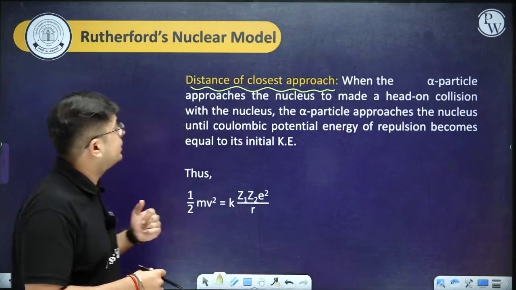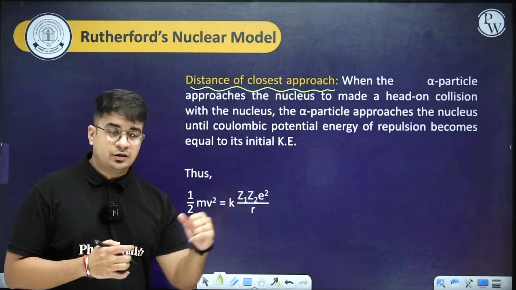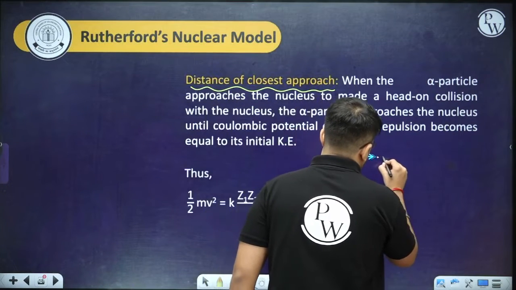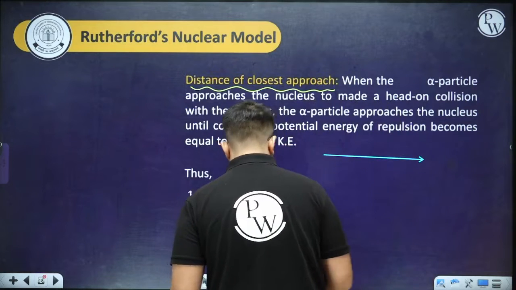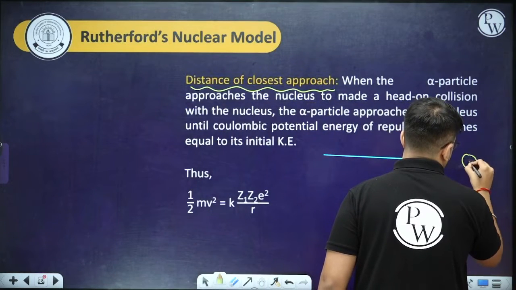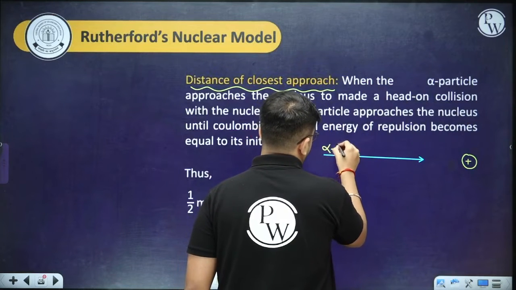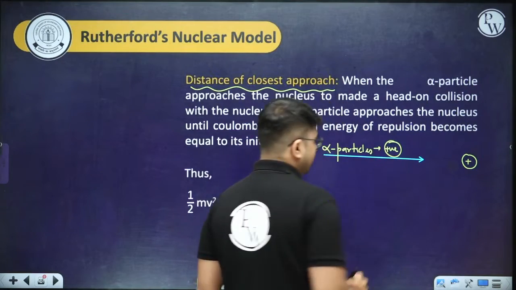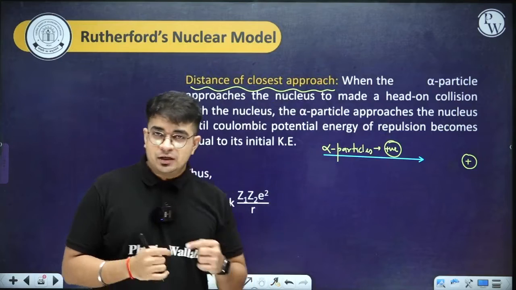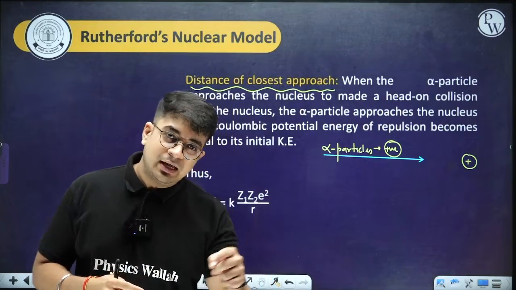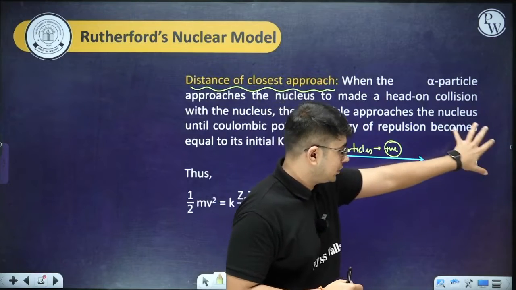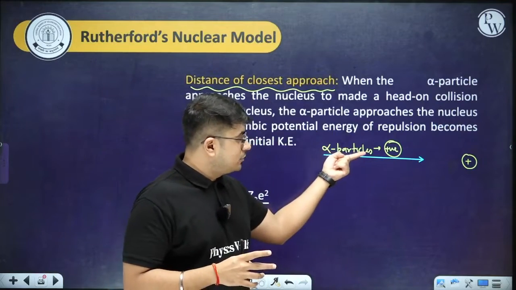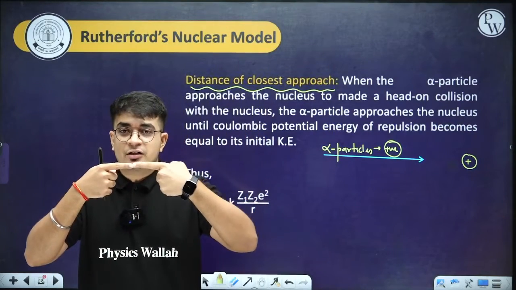It means when the alpha particle approaches the nucleus to make a head-on collision. Let's say I am moving the alpha particle in this direction, and this is the nucleus, which is positively charged. These alpha particles are also positively charged. It means they are not going to collide exactly. They move towards the nucleus, and there is a region where you experience a positive force of repulsion, so this positive part is not going to directly combine with the positive charge.